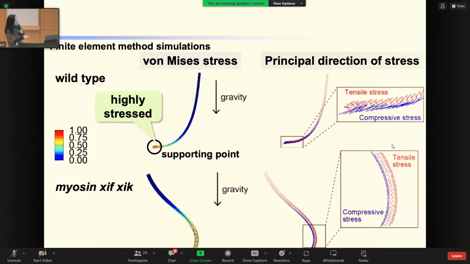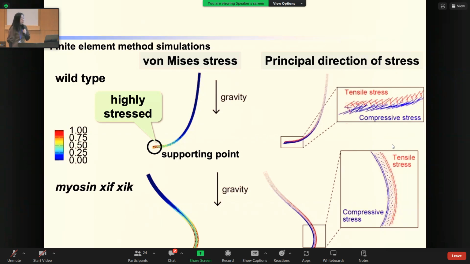In the wild type, the stress under gravitational force was higher at the supporting point. The principal directions were tensile stress at the upper flank, indicated by red, and compressive stress at the lower flank, indicated by blue, in the wild type stem. This is beneficial to the supporting point.